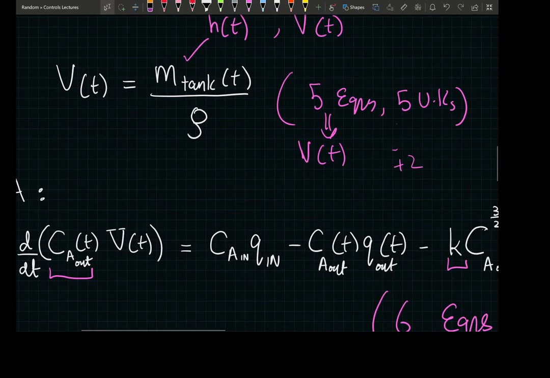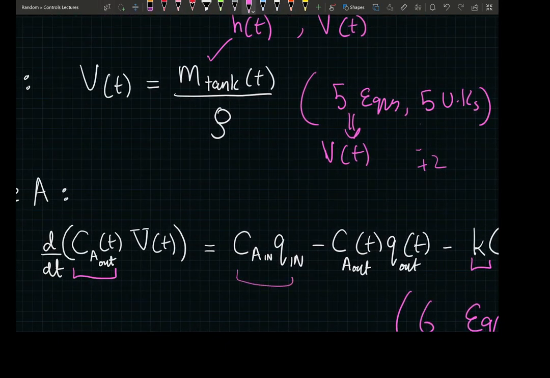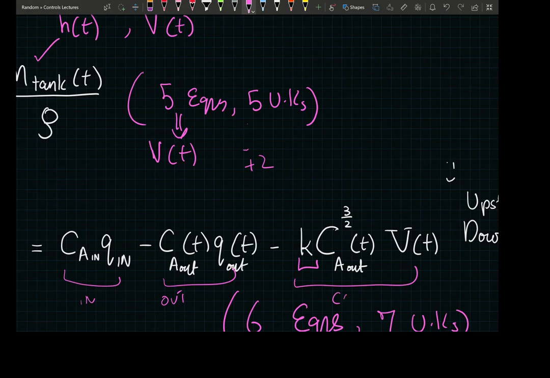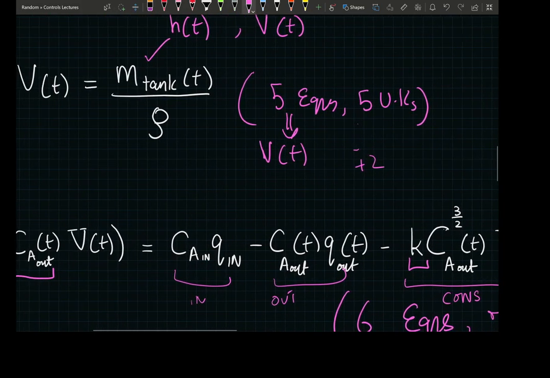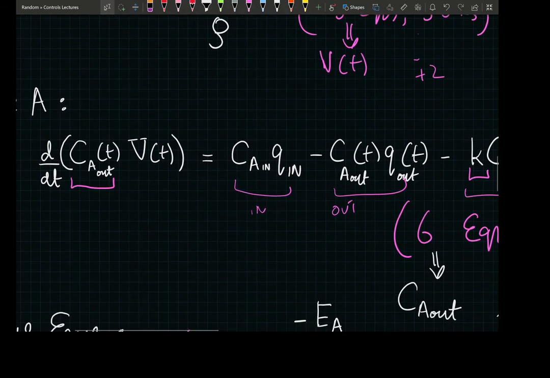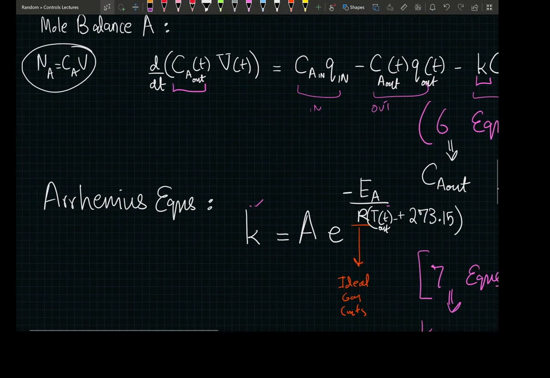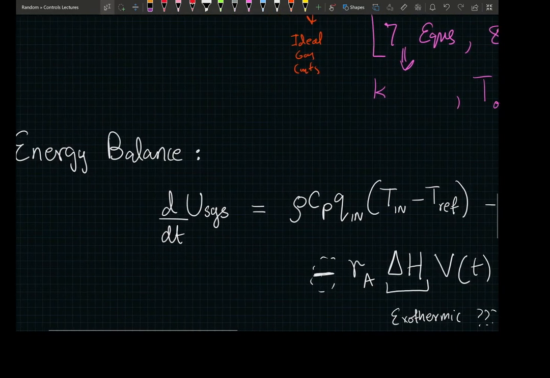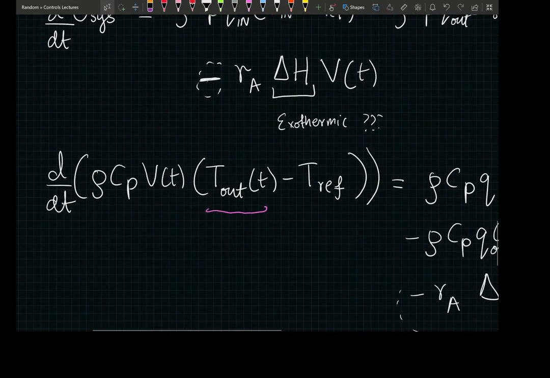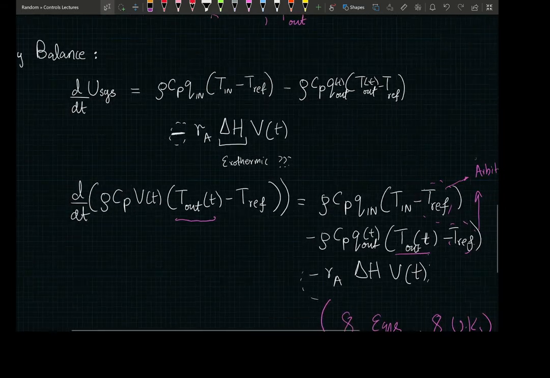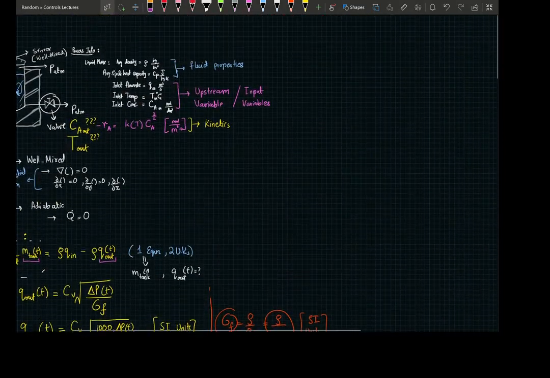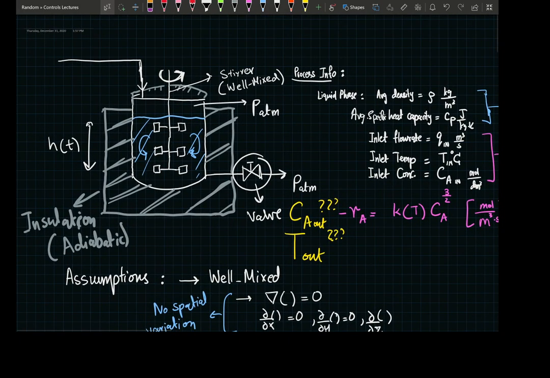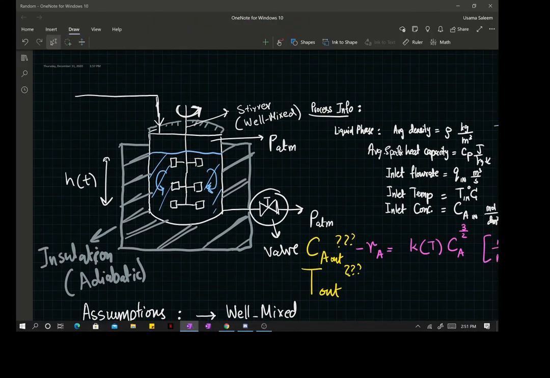Mole balance, a simple mole balance that includes the inlet, the outlet, and the consumption term, because A is a reactant. And I encourage you guys to practice by writing a mole balance on B as well, by using the appropriate stoichiometry. And the Arrhenius equation gave us the rate constant, its dependence on temperature. And the outlet temperature was given to us by our dynamic, well-mixed energy balance. So I hope this was helpful for you guys. We're gonna do a couple more modeling problems, and after that we're gonna move on to solution strategies. All right, thank you for your kind attention.